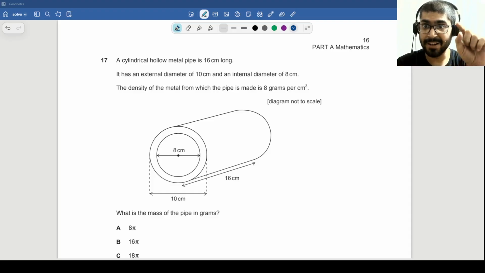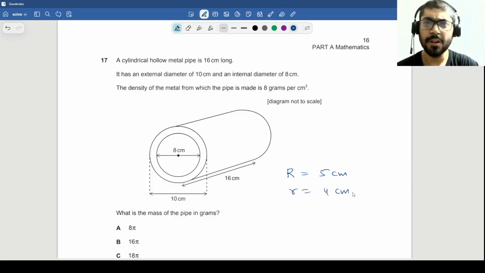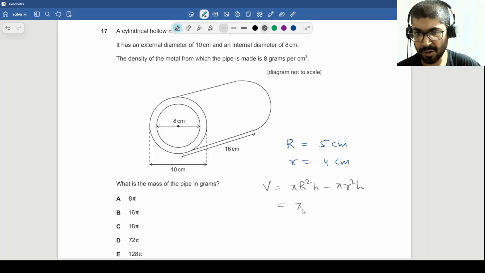If you use the diameters you will get a wrong answer, and definitely that wrong answer will be one of the options. Okay, so external radius, half of the diameter, right? So external radius R is 5 centimeter and internal radius small r is 8 by 2, 4 centimeter. So what will be the volume? Volume is pi R square h minus pi r square h, right? So I can just take common, and pi into (R square minus r square) into h.